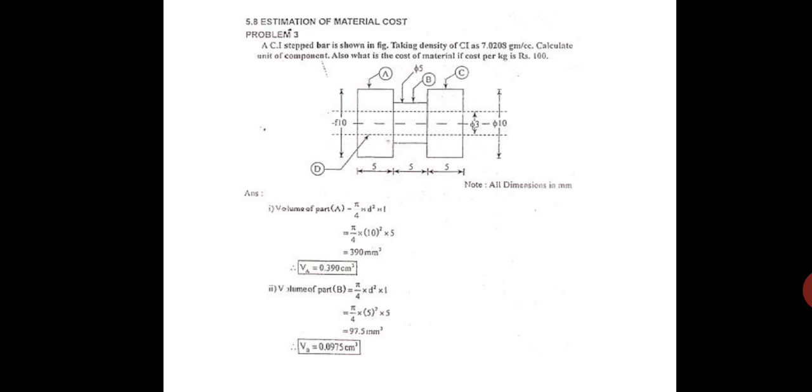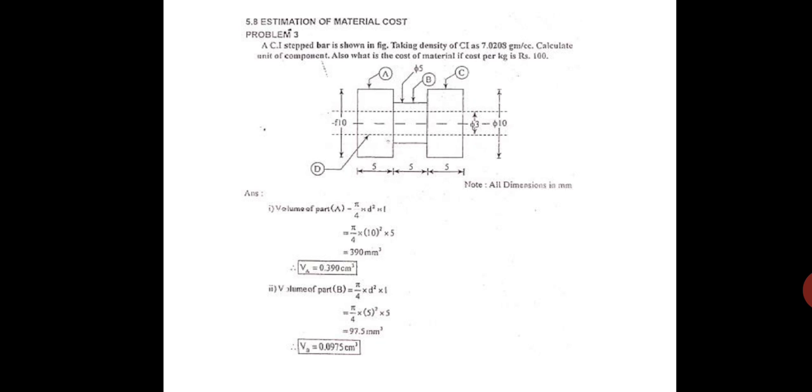Now let us start with part A. All these dimensions are in millimeters, and we will convert them into centimeters. When we multiply them, they become millimeter cube. When you divide this millimeter cube by 1000, you get centimeter cube, because it is millimeter into millimeter into millimeter. So you divide by 10 into 10 into 10, that is 1000, to convert millimeter cube to centimeter cube.